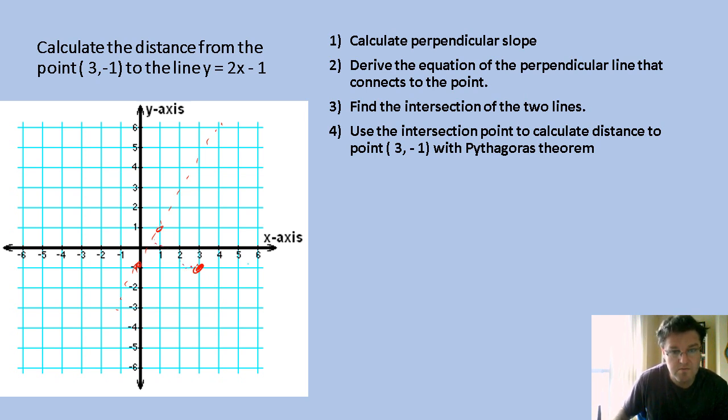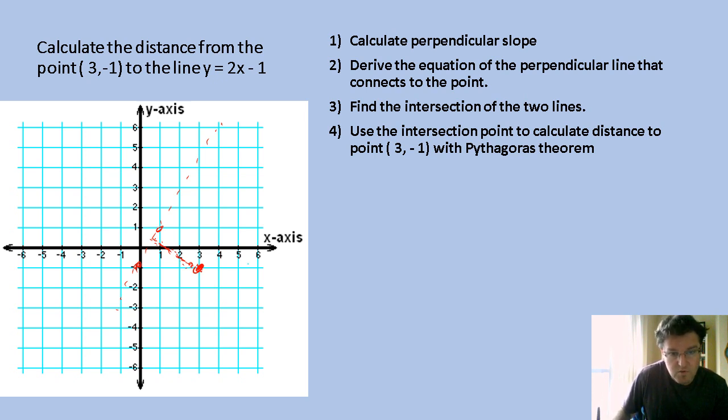So we can visually inspect this and eyeball an approximate solution, and then we'll use the algebra to get an exact answer, but at least we can see if that exact answer makes any kind of sense in relation to the graph. So the steps up here: let's calculate the perpendicular slope.